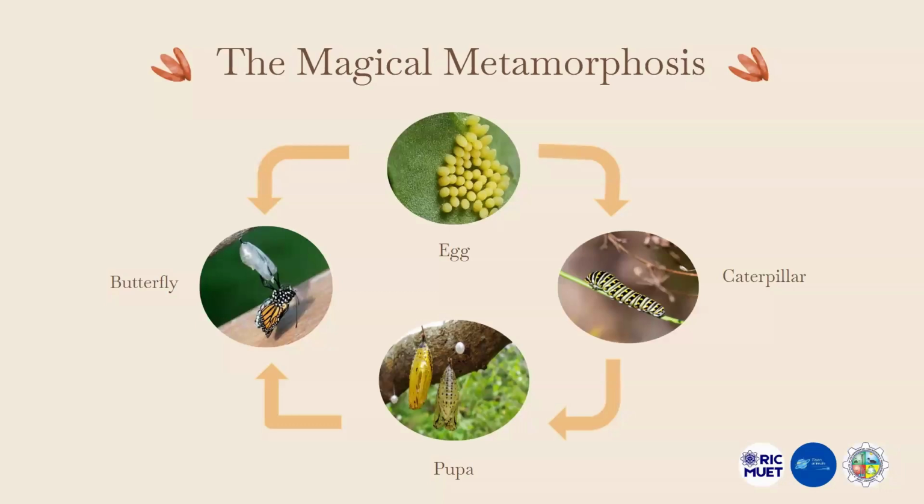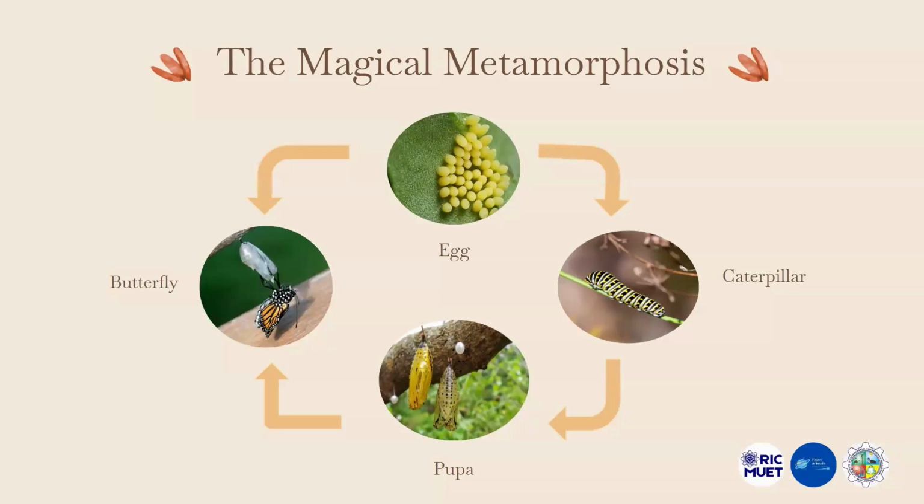This is the magical metamorphosis of butterflies. First, the butterfly's life cycle begins with a tiny egg, often laid on the underside of leaves. These eggs are carefully placed near food sources so that the emerging caterpillar can eat them.